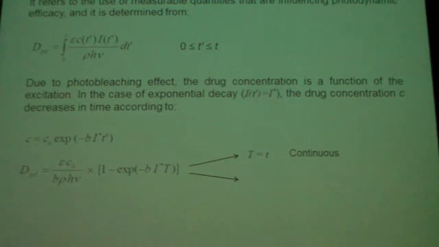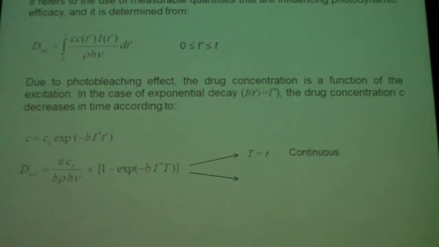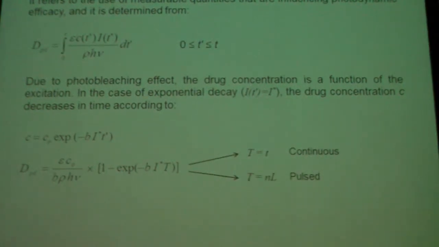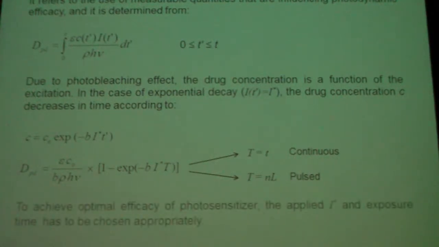In this equation, when we have continuous excitation, T is equal to the clock time, or the hours during which we perform the photodynamic therapy. In pulse excitation, it is related to the number of pulses multiplied by the pulse length. To achieve optimal efficacy of the photosensitizer, the applied light intensity and exposure time have to be chosen appropriately.